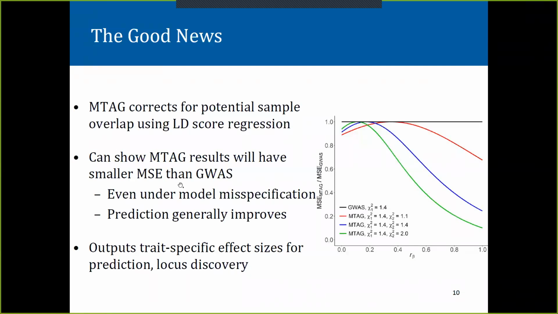This figure on the right is just highlighting this decreasing mean squared error thing, and so the black line at the top is the mean squared error under a GWAS, and then under different settings. So if there's different genetic correlations between a pair of traits you pass into MTAG, or if there's different levels of power of the GWAS summary statistics that you pass in, you can see that it's always less than the baseline, the mean squared error of the GWAS.